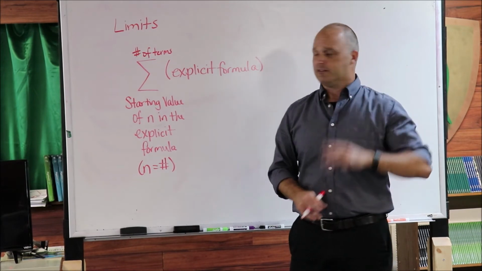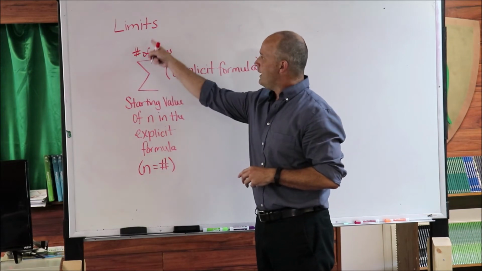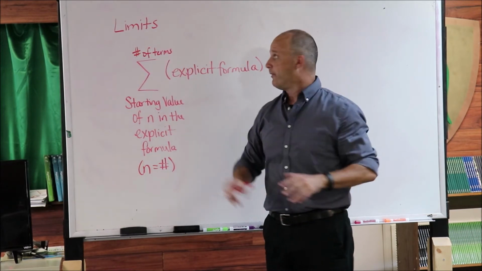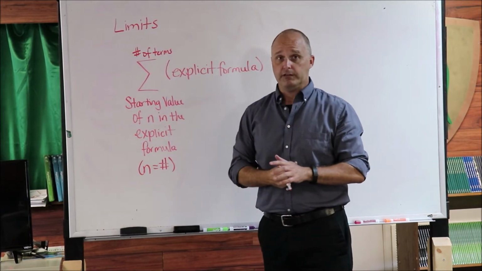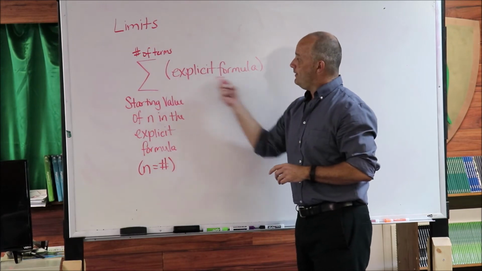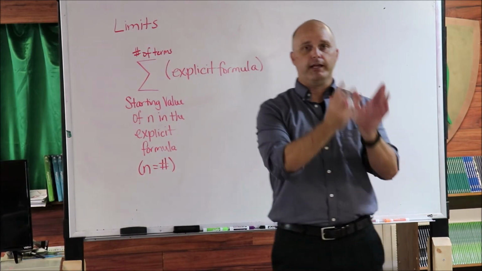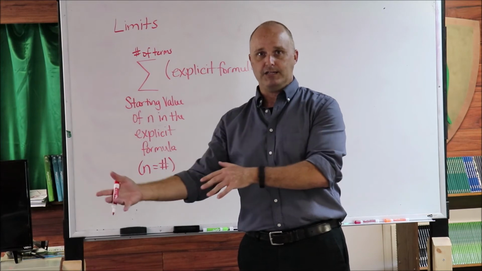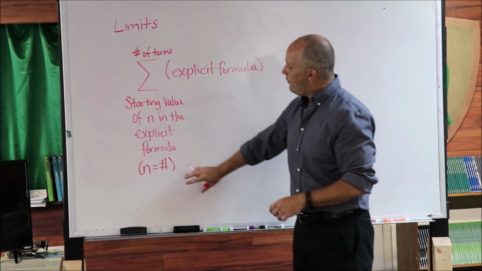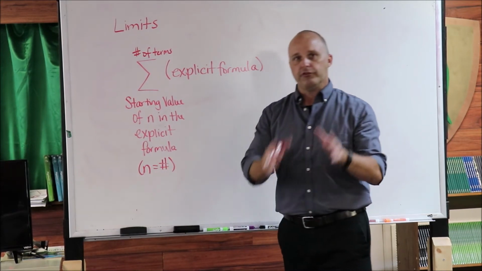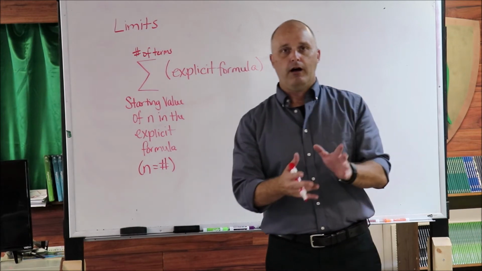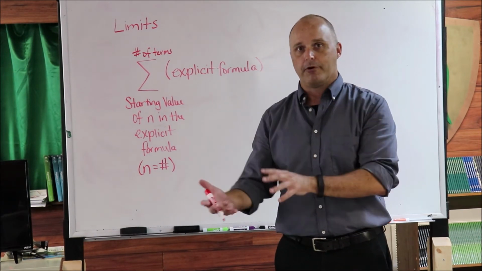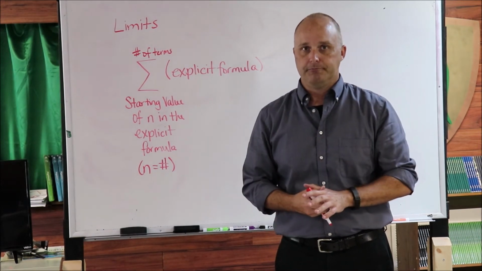Your 3 pieces after you write the sigma is just one number to indicate the number of terms in the series. Then you write the explicit formula for how to get from one number to the next in the series or sequence. And then you write n equals the starting value of the number in the explicit formula.